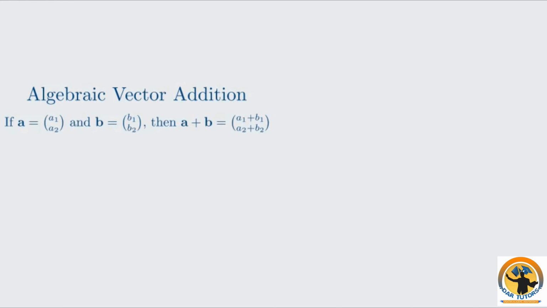Algebraically, addition is much simpler. If vector A has components A1, A2, and vector B has components B1, B2, their sum is found by adding the corresponding components. The horizontal components add together, and the vertical components add together. This is a direct consequence of the head-to-tail rule.